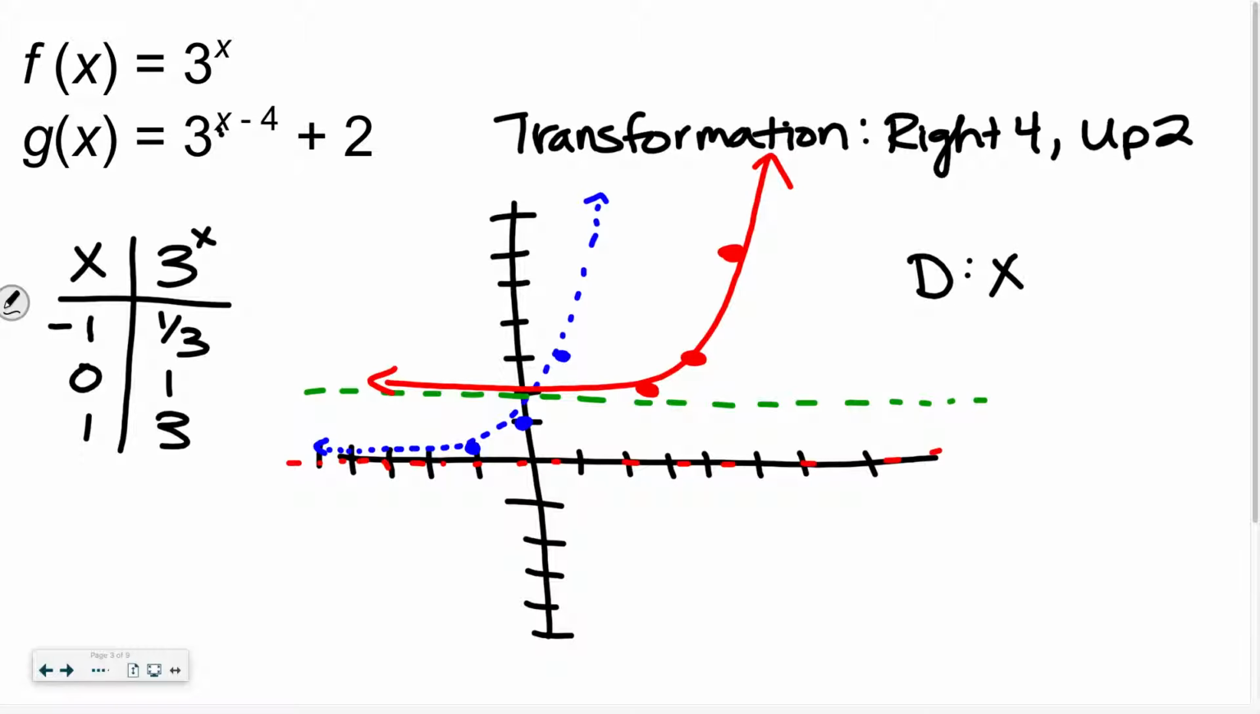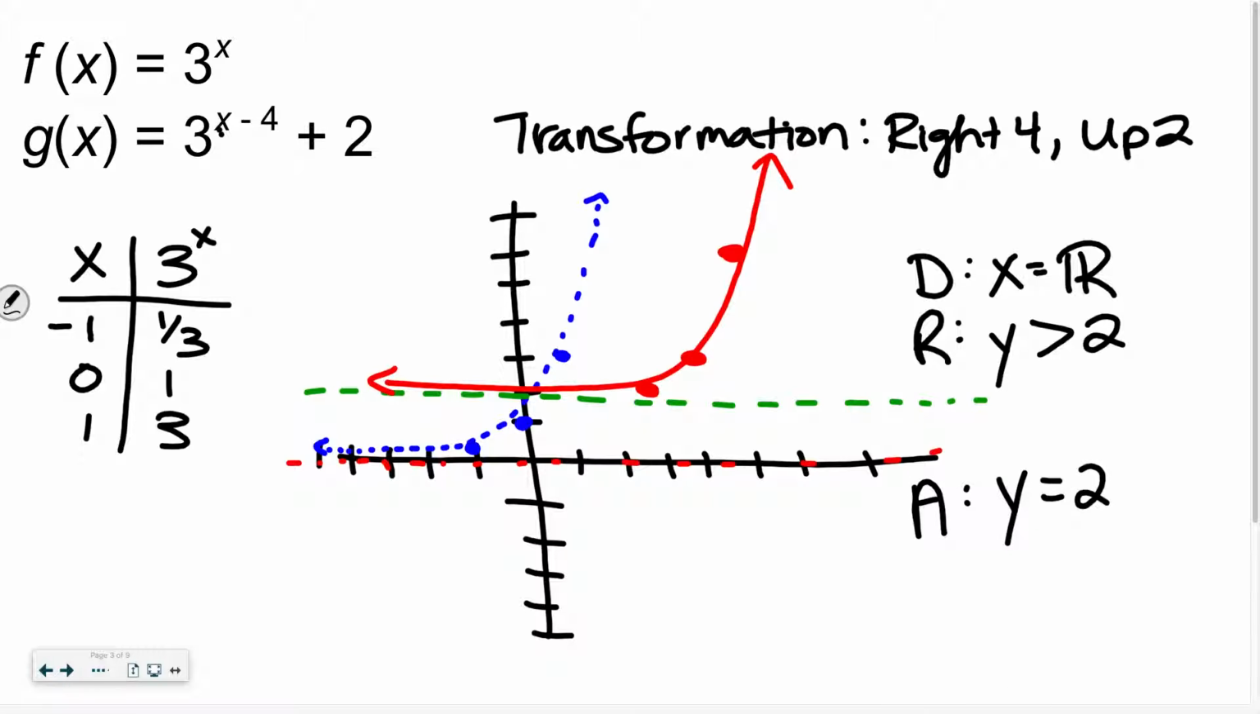All right, what would you say for domain? X equals all real numbers. What would you say for range? Y's greater than 2, because we now have to be above that asymptote line. To say greater than 0 would imply that there's something in between 0 and 2, and there is not. And then my asymptote is y equals 2.